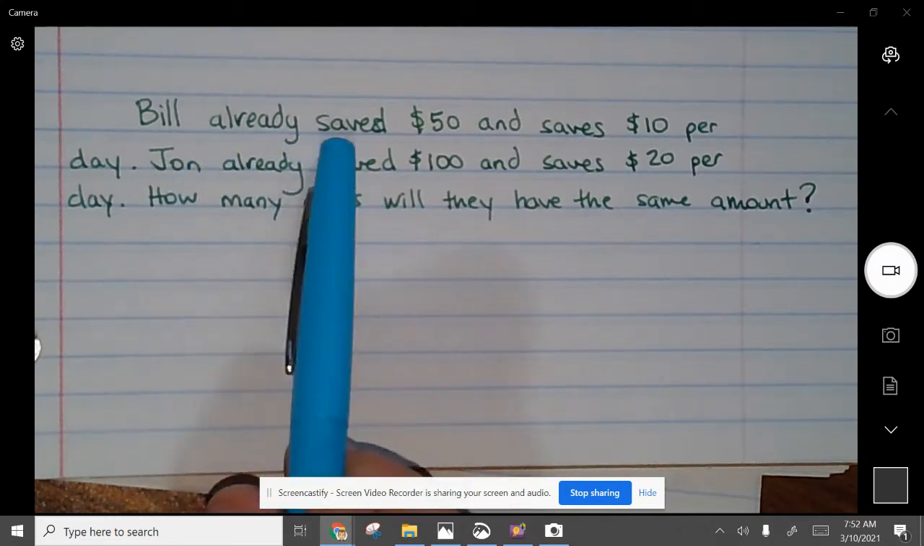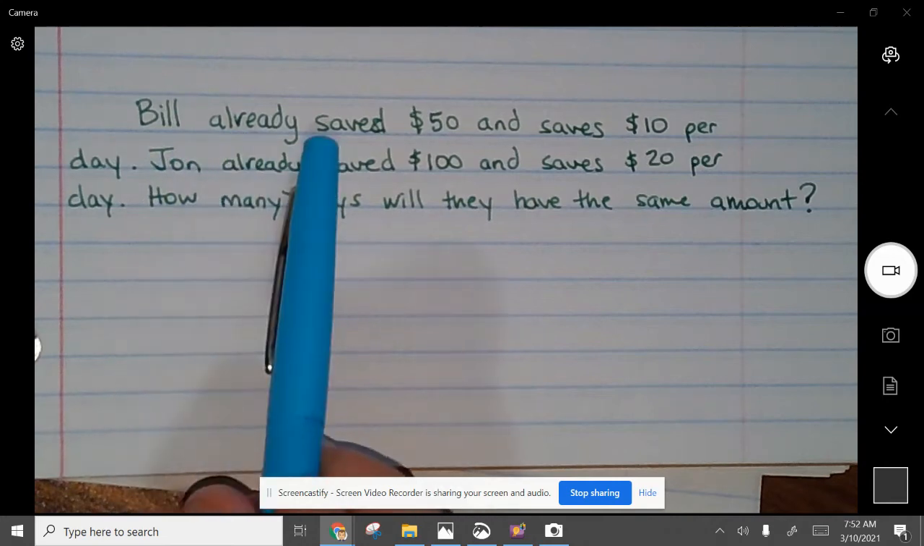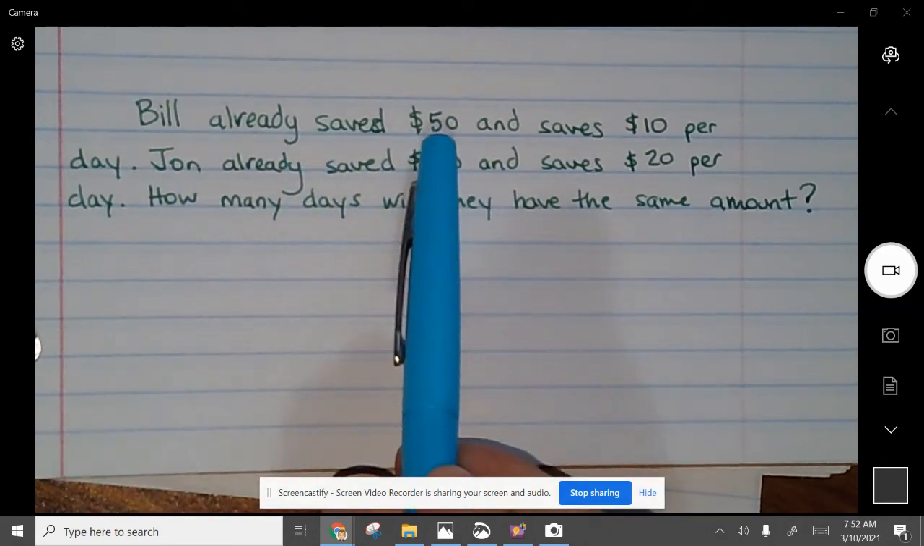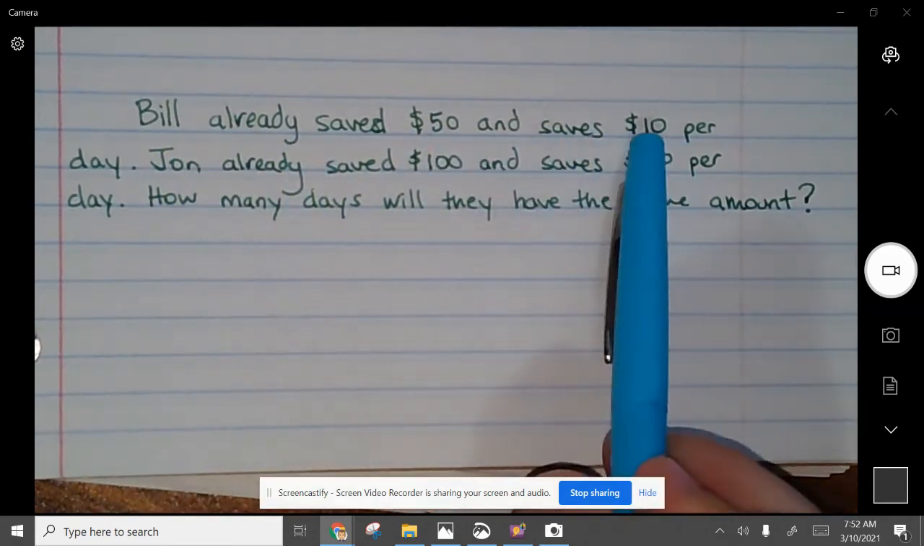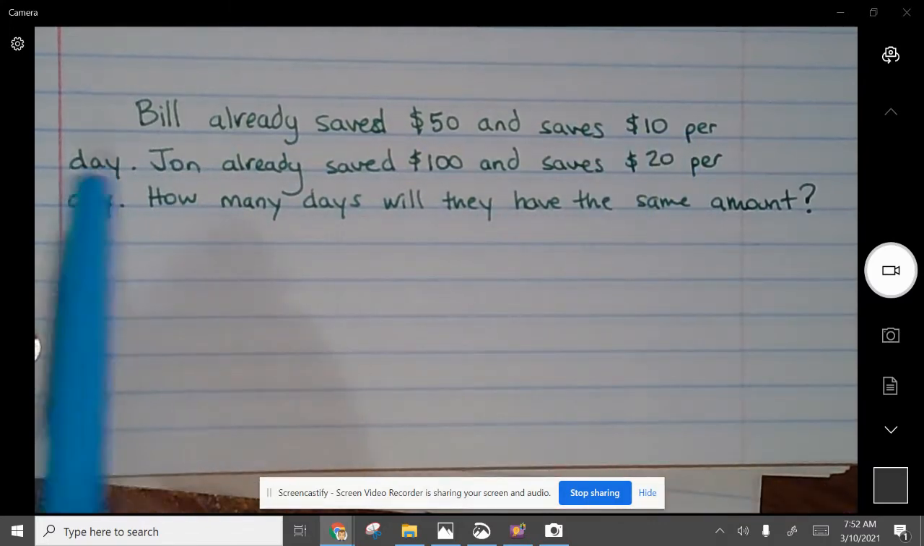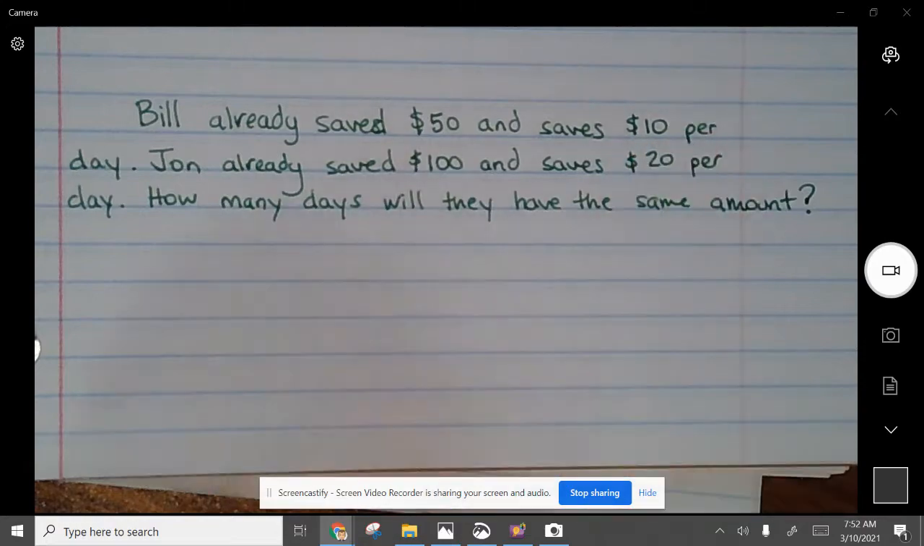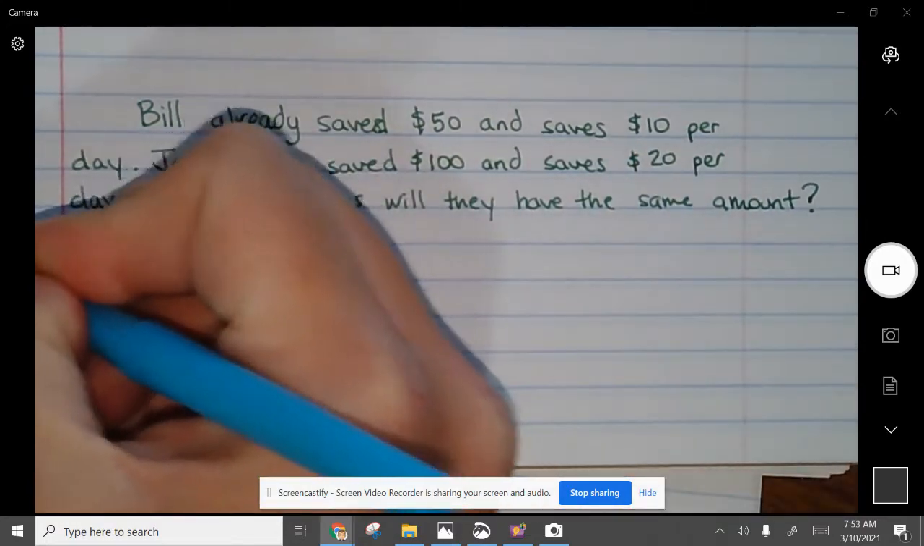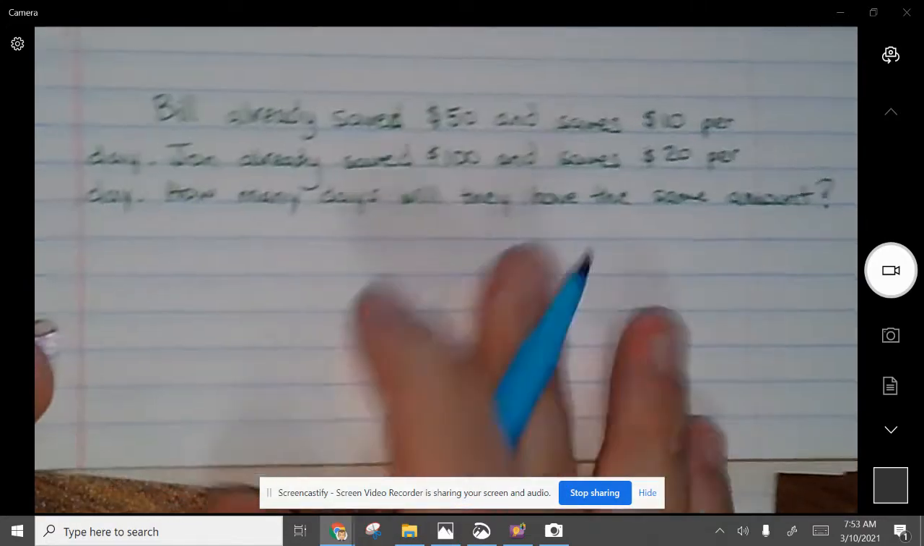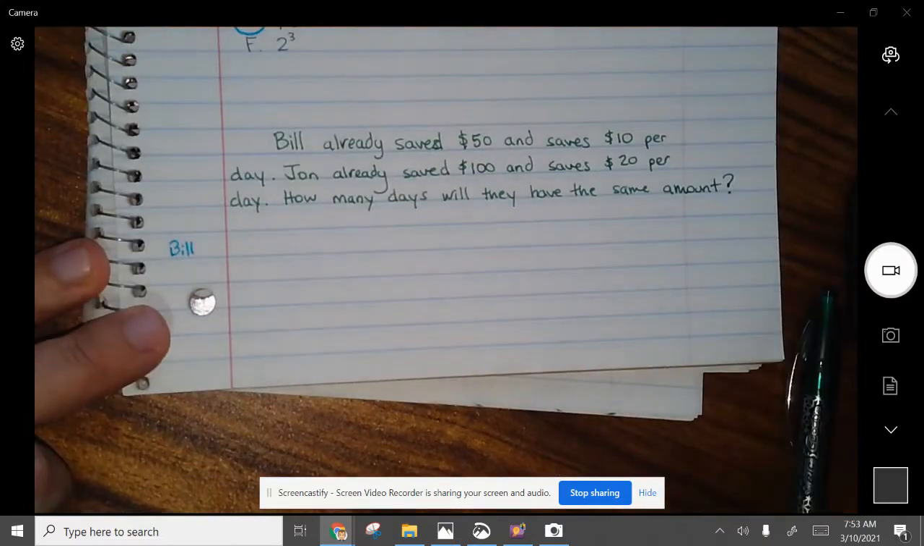Bill already saved $50 and saves $10 per day. Okay? He already saved $50 and he saves $10 per day. If I'm going to write Bill over here, how would I write his equation? You're writing this problem out.